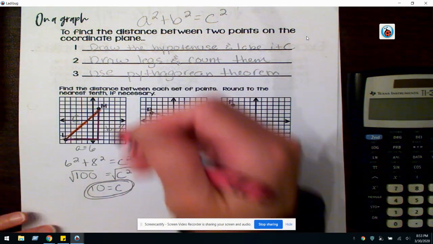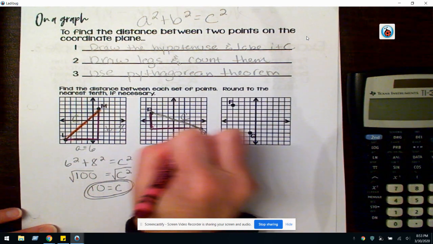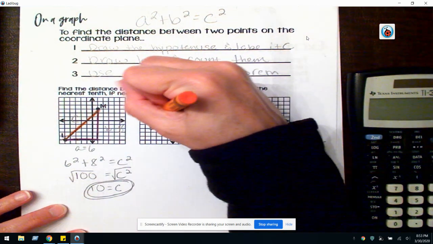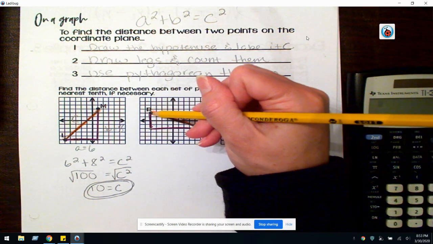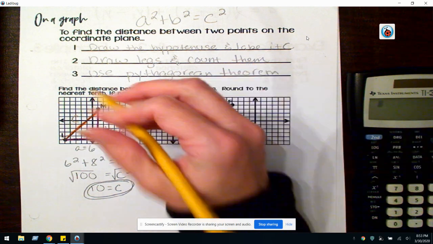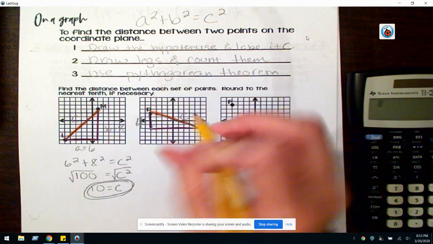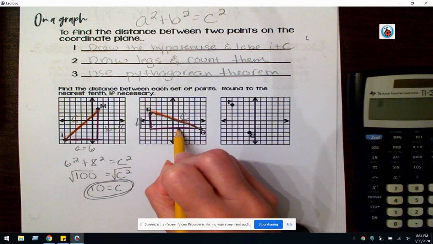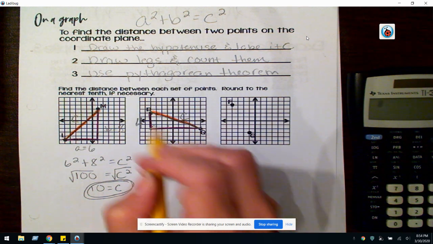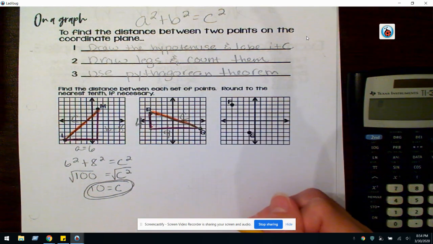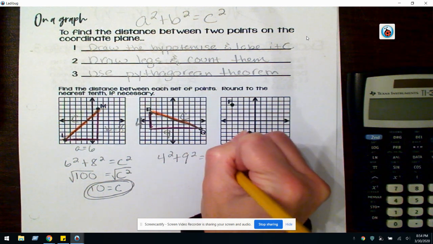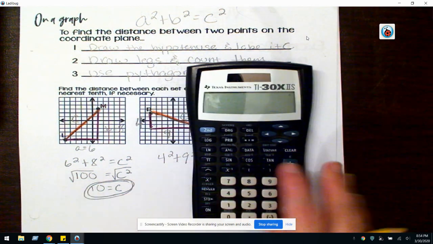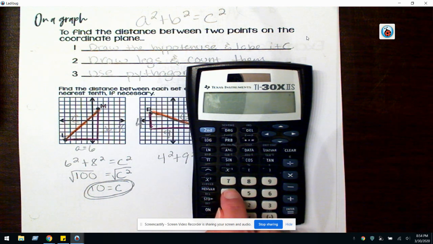To figure out what C is, I will find my two legs here. Again, I don't know if these colors help you guys, but I'll do that anyways. So I have my two legs, and there's the hypotenuse. So the actual lengths of those legs are 1, 2, 3, 4. So this is 4. And then here, 1, 2, 3, 4, 5, 6, 7, 8, 9. So I have 4 and 9 as my two leg lengths. So I do 4 squared plus 9 squared equals C squared. Again, calculator time. 4 squared plus 9 squared. What does that equal?